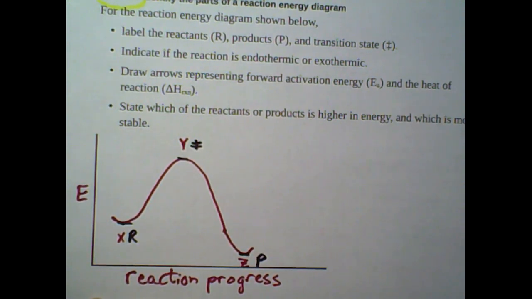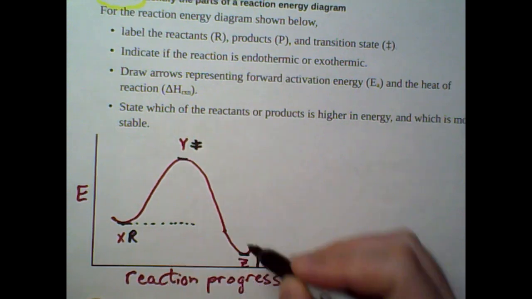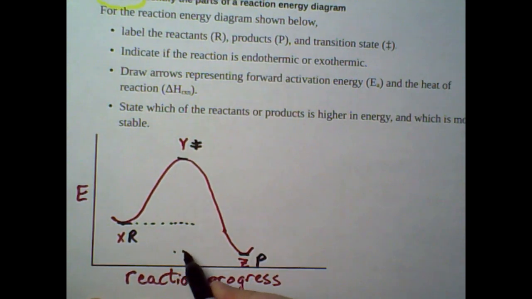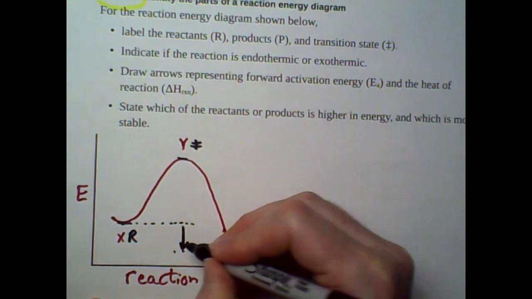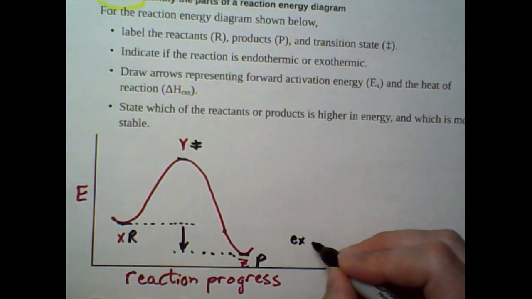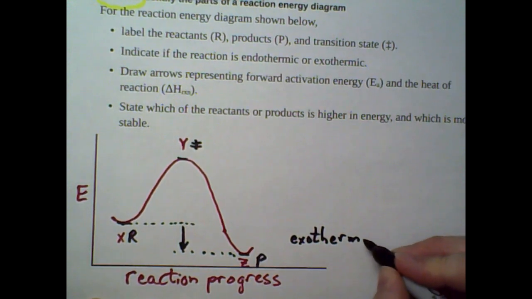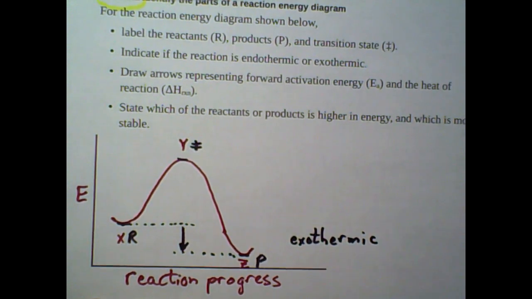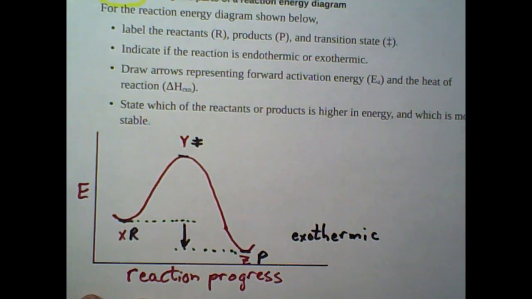Indicate if the reaction is endothermic or exothermic. All right, that's about the difference between reactants and products. Reactants are higher than the products. That goes down. So it's giving off energy as it goes from reactants to products. So it's exothermic in this case. Endothermic would go up to products.